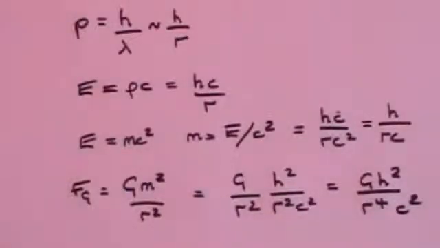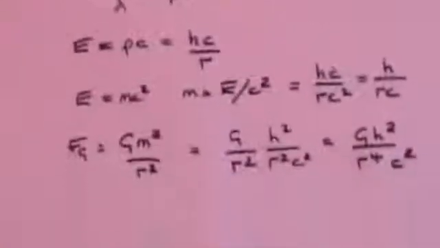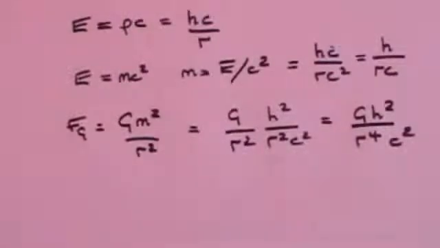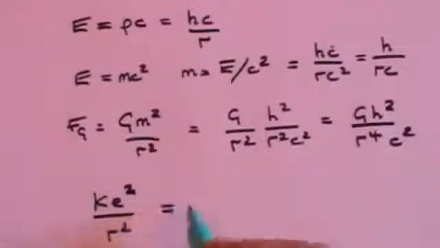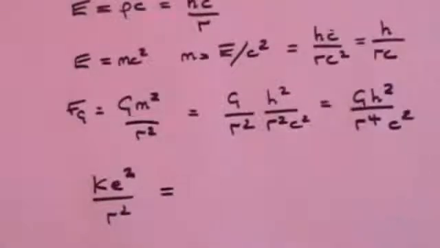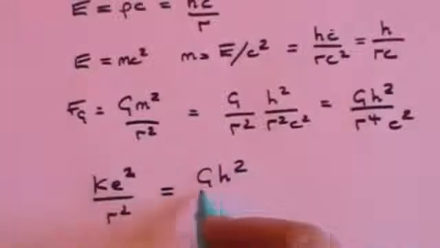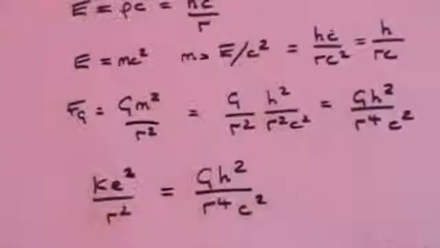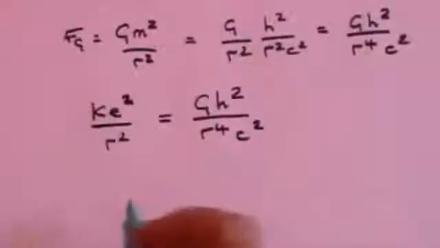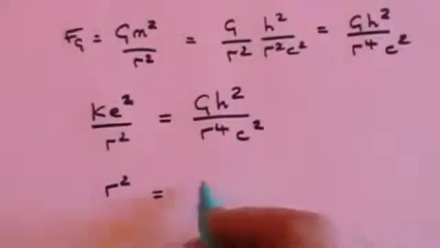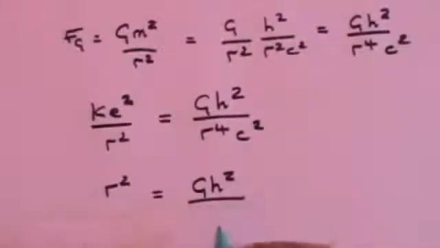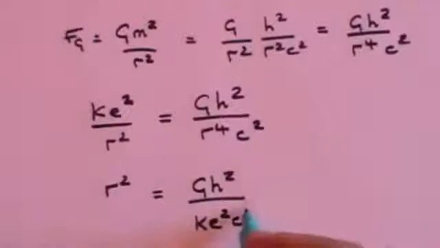So now I'm ready to say, is there a possibility that those two forces, the electromagnetic force, ke squared over r squared, could be equal to the gravitational force? Well, let's set them equal. The electromagnetic force is ke squared over r squared, and that I'm going to say is going to be equal to the gravitational force, which is Gh squared over r to the fourth c squared. And if you work that out, what you should find is that the r to the fourth cancels the r squared to give you an r squared term here, and that is Gh squared over ke squared c squared.